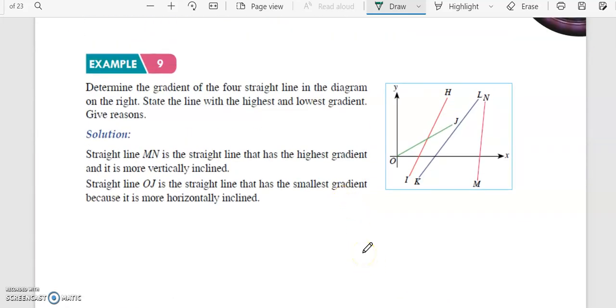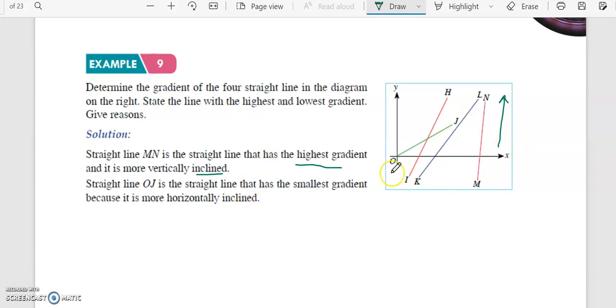Determine the gradient of 4 straight lines in the diagram on the right. State the straight line with the highest and lowest gradient. Give your reason. Here we can see the steepest one is MN. It is the steepest because as the line gets closer to the y-axis, it becomes the highest gradient and more vertically inclined. But when it is exactly parallel to the y-axis, it becomes undefined.